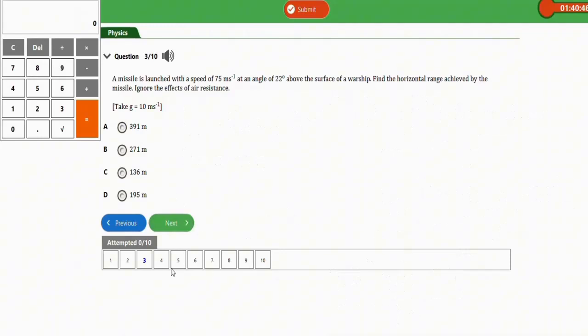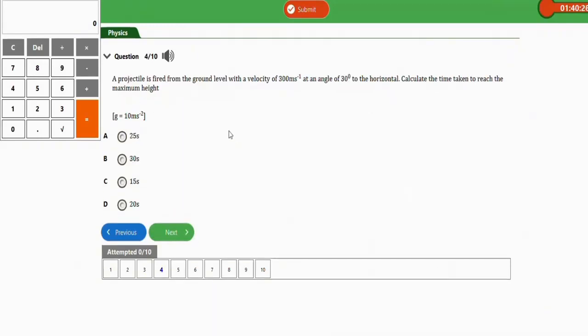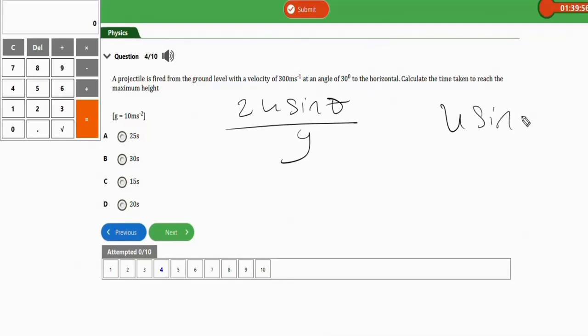So the next repeated question will be this. It says a projectile is fired from the ground level with a velocity of 300 meters per second at an angle of 30 degrees to the horizontal. Calculate the time taken to reach the maximum height. Now, for the formula for time of projection, we have basically two. Time of projection is 2u sine theta over g, whereas time to reach maximum height is u sine theta over g. There's no 2 attached to it.